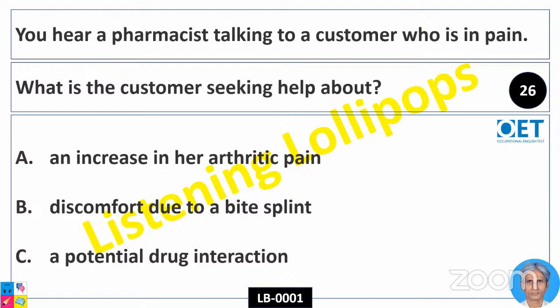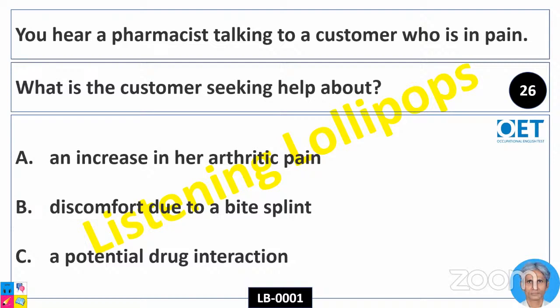Good morning. Can I help you? Yes, I've been in a bit of pain. I've got arthritis, you see, but it's not that, it's my jaw. Oh, have you had this problem before? Yes, it flares up when I get anxious and I'm a bit stressed at the moment. I usually take some paracetamol, but I don't want to take too much because I'm already taking arthritis medication.